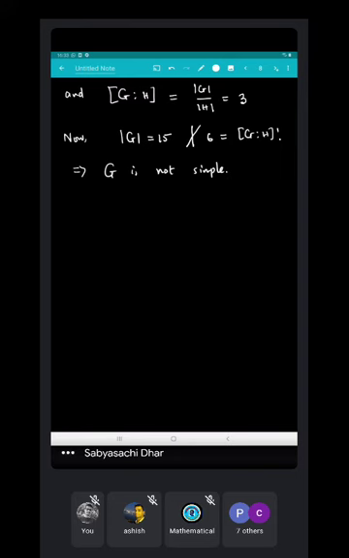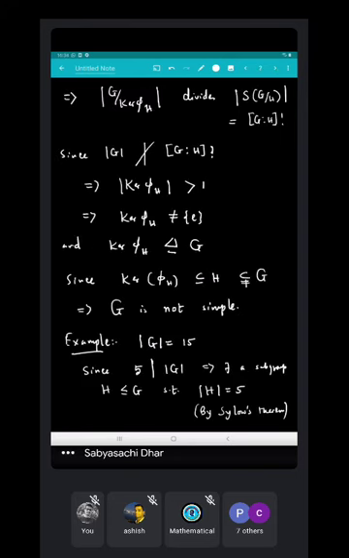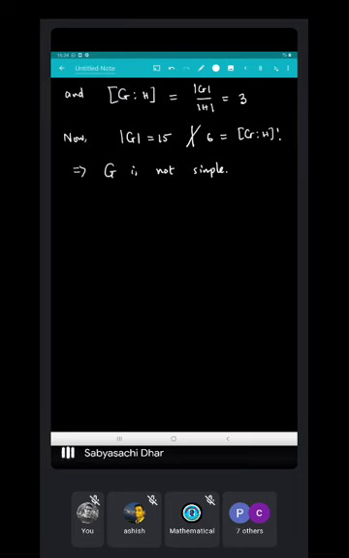So any group of order 15 is not simple, and you can check for groups of order 12, 21, anything. Okay, so it's over now.